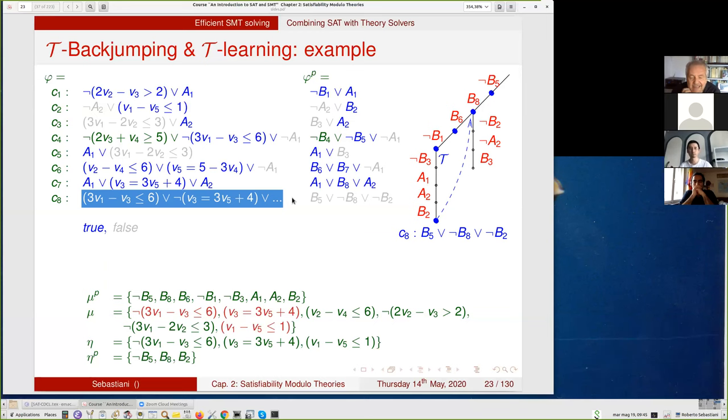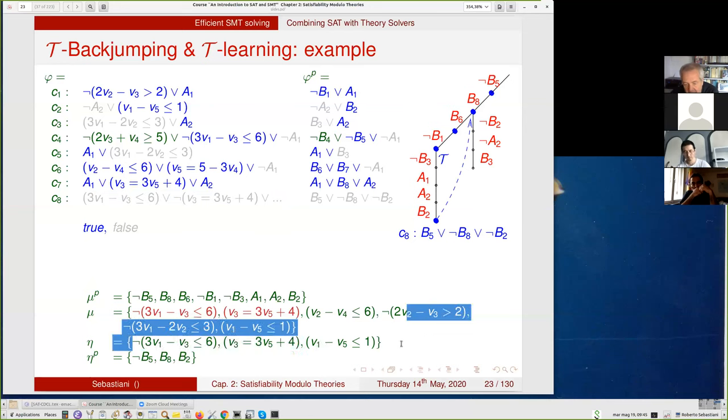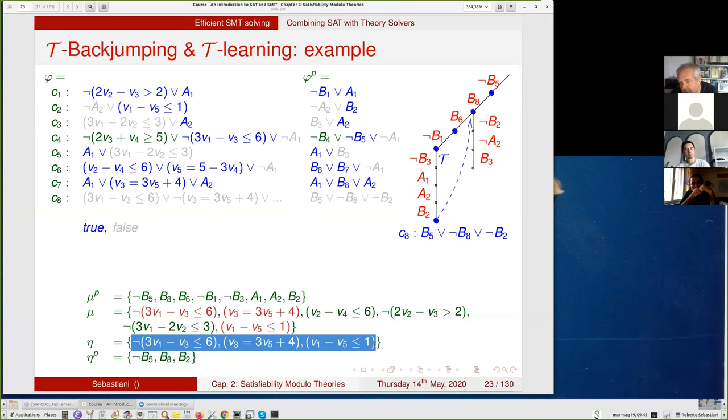Notice that from now on, the new clause is a lemma. It is a lemma in the sense that it's valid. It's always true in mathematics that 3v1 minus v3 is smaller or equal 6, or v3 is different from 3v5 plus 4, or not v1 minus v5 is smaller or equal than 1. So the negation of these three is valid. It is always true.